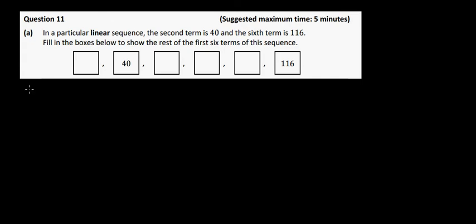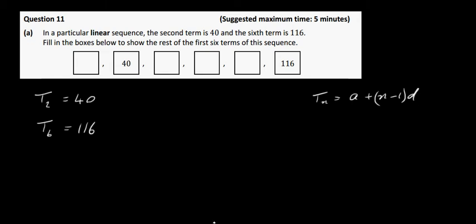But one way you could do this is, you know that T2 is equal to 40. And you know that T1, 2, 3, 4, 5, 6, the sixth term, is equal to 116. Now, from your tables as well, you should know that Tn is equal to a plus n minus 1 times d for linear or arithmetic sequences. So in other words, we can write 40 is equal to a, which we don't know, plus, n in this case is 2, minus 1 times d, the difference, which we don't know either.